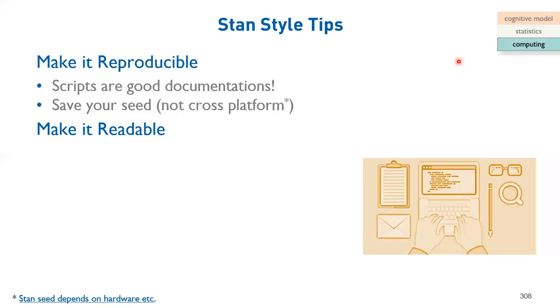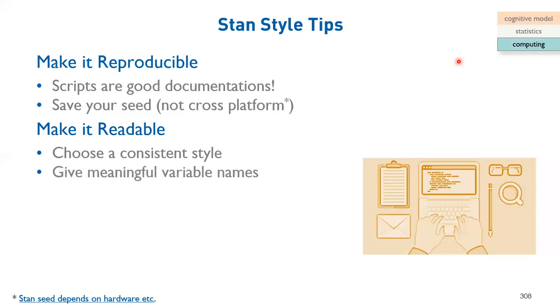And second is make it readable, with meaningful and consistent variable names. So instead of calling the number of participants capital N, we could say number of participants, N sub J, something like that. So that's more informative than using capital N, right? Give meaningful variable names.